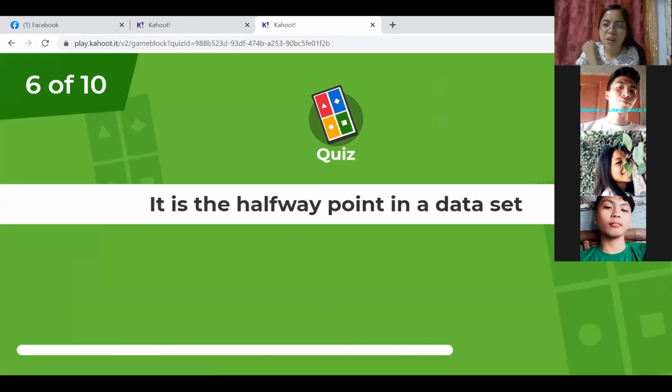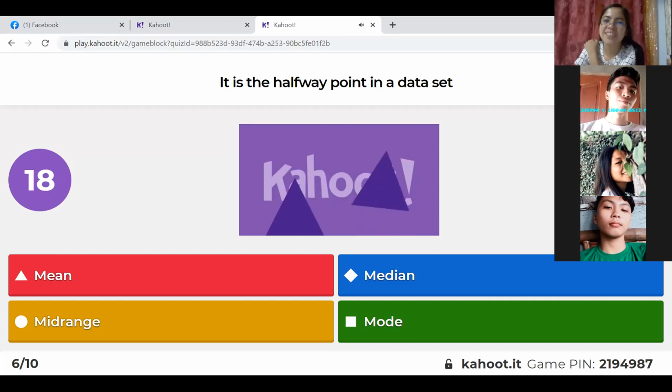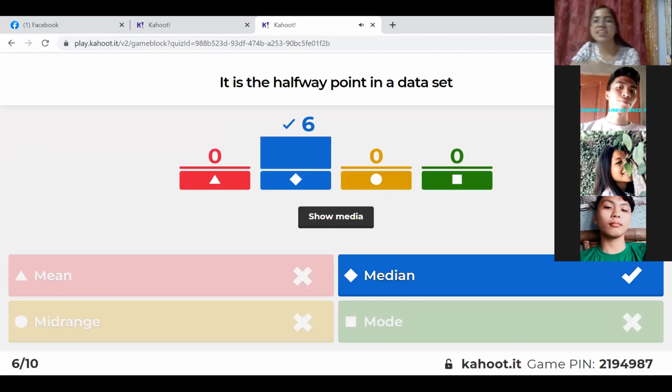Number 6. It is the halfway point in a data set. Halfway. Ang red is mean. Ang blue, median. Ang yellow is mid-range. Ang green is mode. Halfway point in the data set.